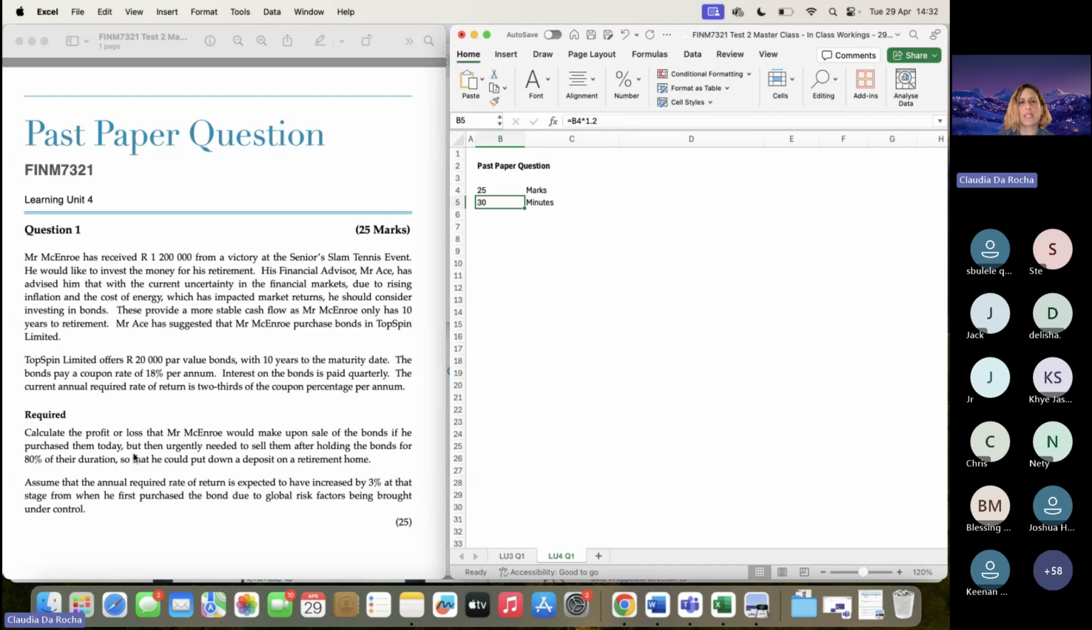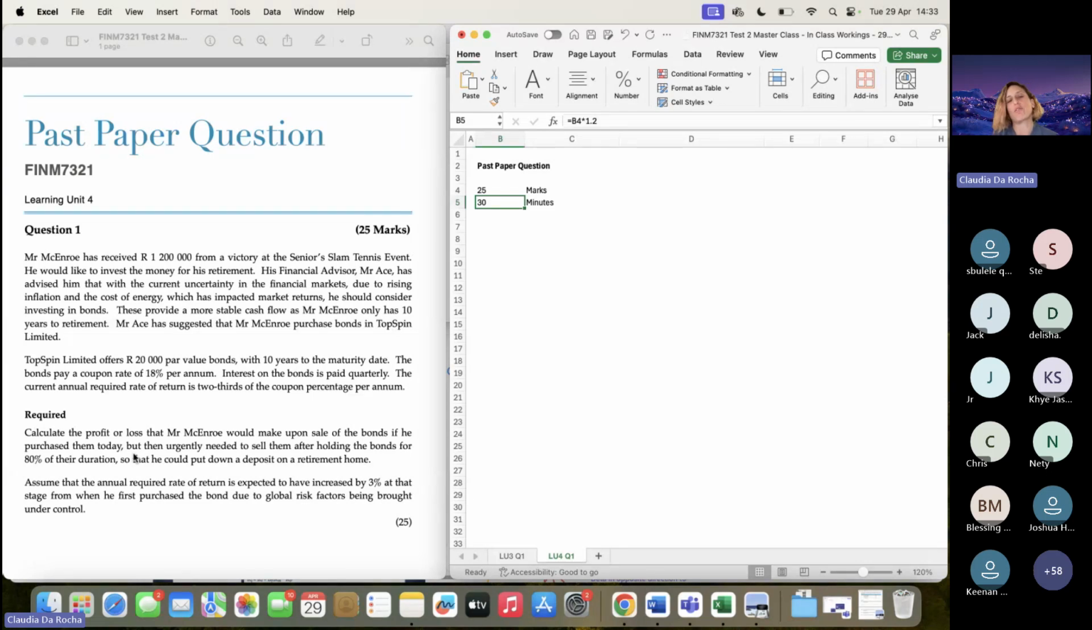His financial advisor, Mr. Ace, has advised him that with the current uncertainty in the financial markets due to rising inflation and the cost of energy, which has impacted market returns, he should consider investing in bonds. These provide a more stable cash flow as Mr. McEnroe only has 10 years to retirement. So Mr. Ace has suggested that Mr. McEnroe purchase bonds in Topspin Limited.